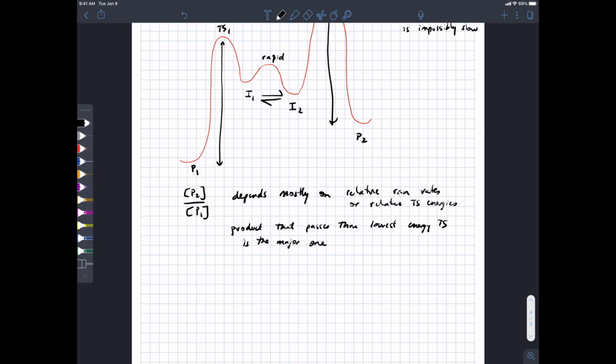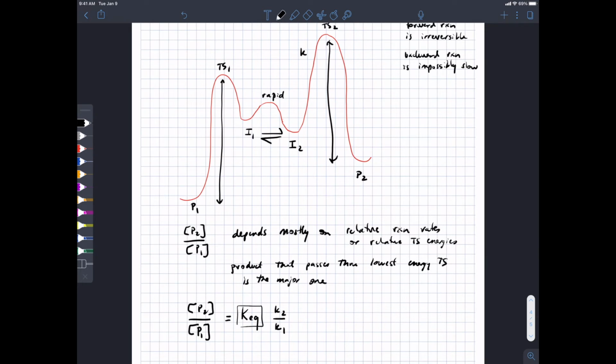Now, your text shows you that you can actually show this relationship mathematically. The ratio between the products should equal... and the equilibrium between the two intermediates actually does matter. But the major contributor is the reaction rates. So rate of reaction 2 versus rate of reaction 1. And the major contributor is this difference in reaction rates. Equilibrium matters a little, but reaction rates matter a lot.